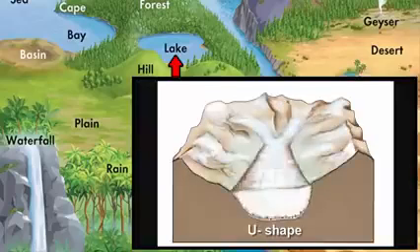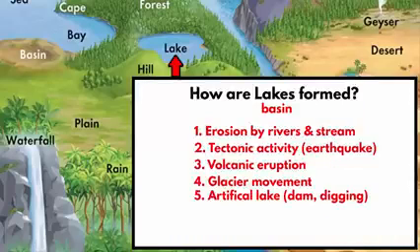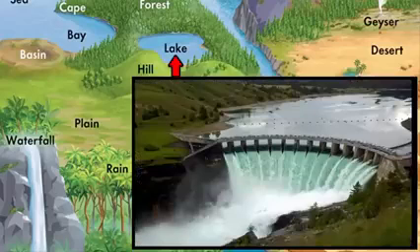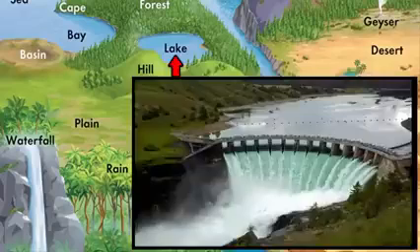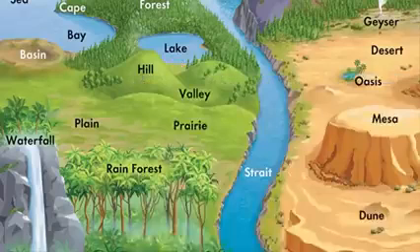Even glacial activities can contribute towards the formation of a basin. Then there is something called an artificial lake. People make lakes by digging basins or by building a dam on a river. These artificial lakes can become reservoirs, storing water for irrigation, hygiene, and industrial use.